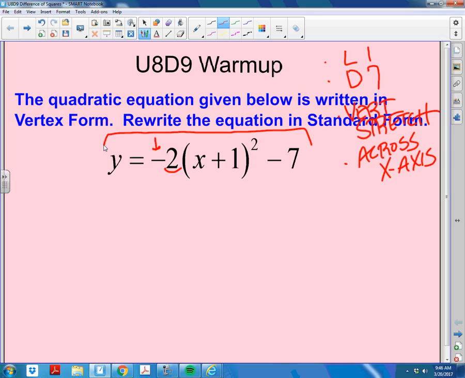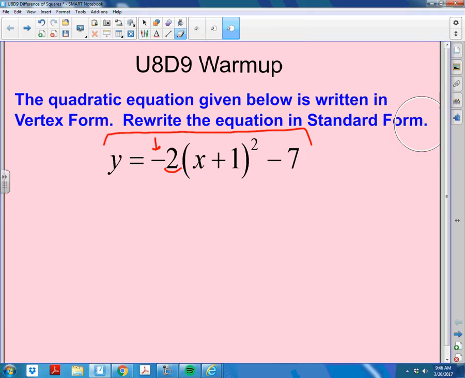Got it? Okay, so now we're going to turn it into standard form. We've got to turn this thing into standard form. PEMDAS requires that we do what first? Parentheses. Can you do x plus 1? No. So we have to skip from parentheses to the next one, which is exponents. What is being raised to the second power?